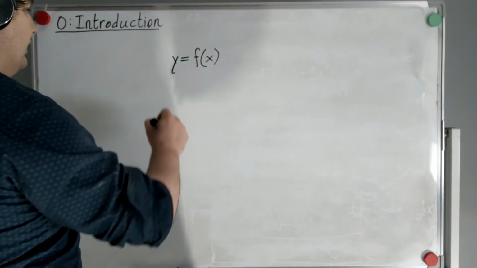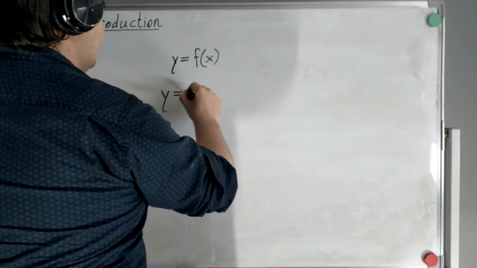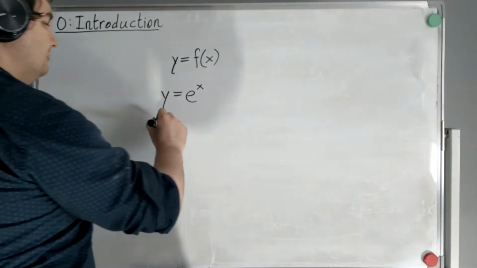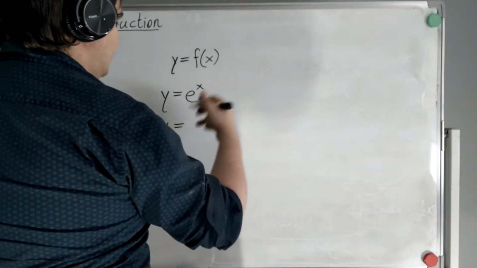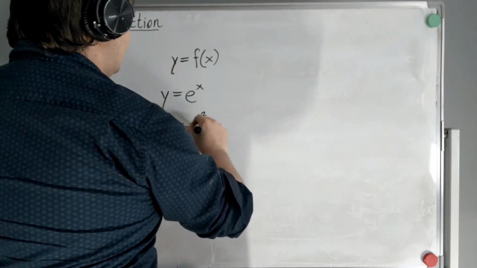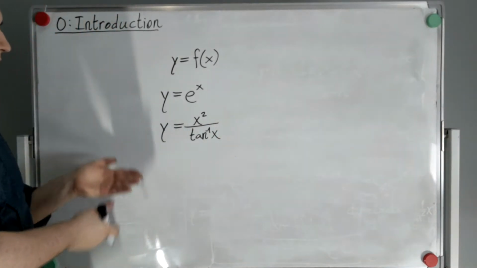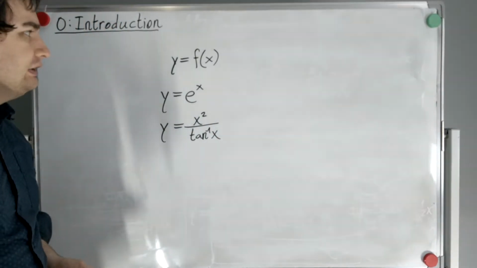And, you know, there were plenty of examples of these. We had like y equals e to the x. You put in x, you get y out. You had y equals x squared divided by the arctangent of x. Again, you put in x, you get y out. Nothing really special here.